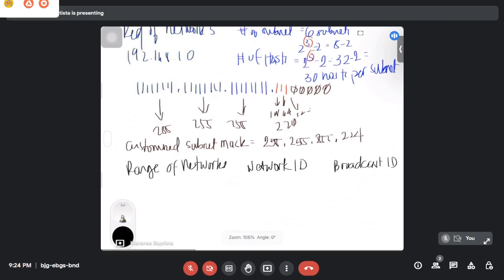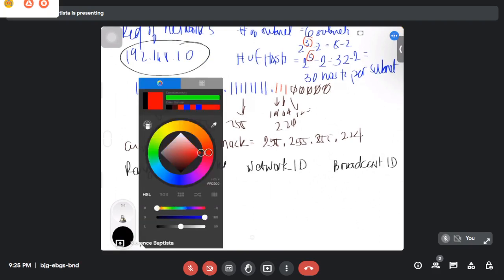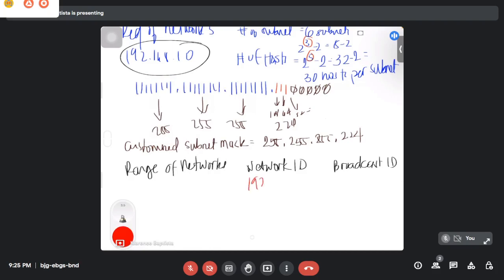Yan. So kukunin po natin yan. So magsa-start po tayo sa IP address natin na 192.168.1.0. So lagay po natin 192.168.1.0, yung broadcast ID po natin. So take note po, paano natin ma-determine yung next network ID doon sa lahat ng naka-1 doon sa host portion.